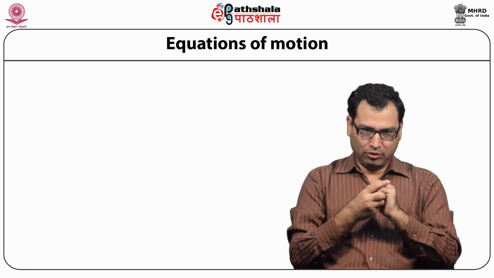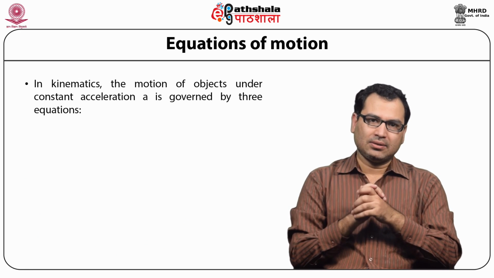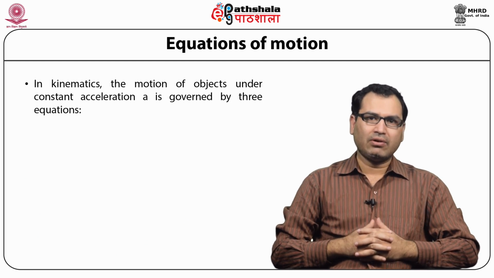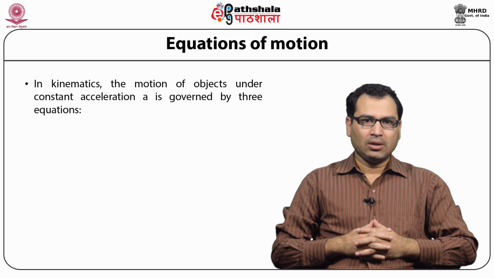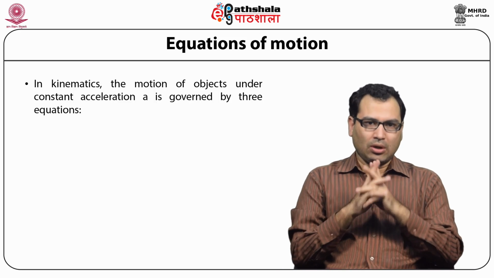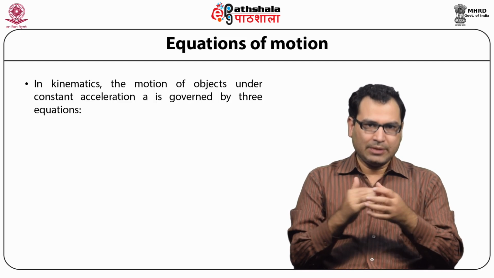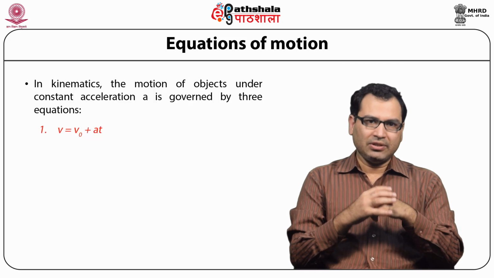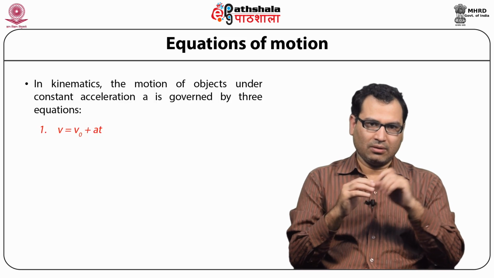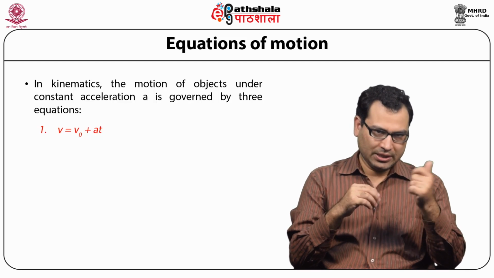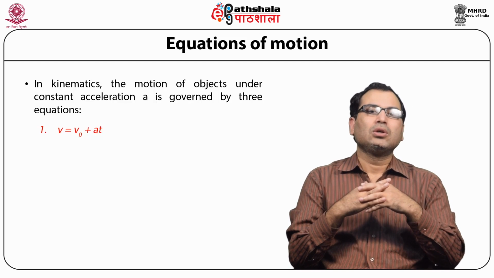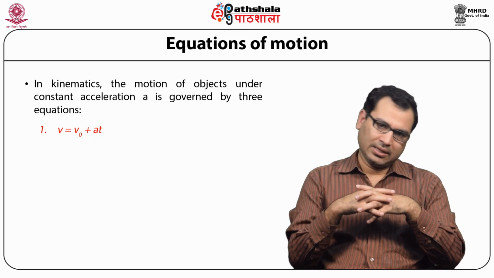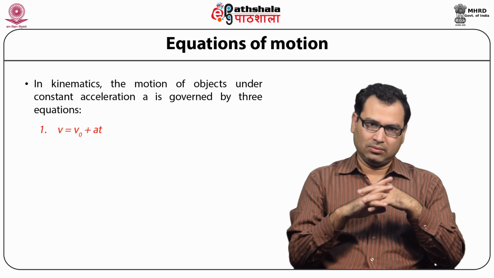So equations of motion. In kinematics, the motion of objects under constant acceleration a is governed by three equations. The first equation is about estimating the velocity at time t. Mathematically, it's v equal to v naught plus at, where v is the velocity at time t that you are interested in knowing, v naught is the initial velocity and a is the constant acceleration.